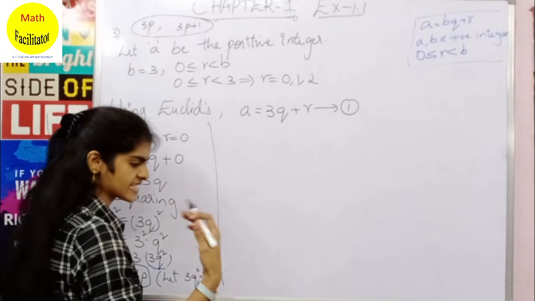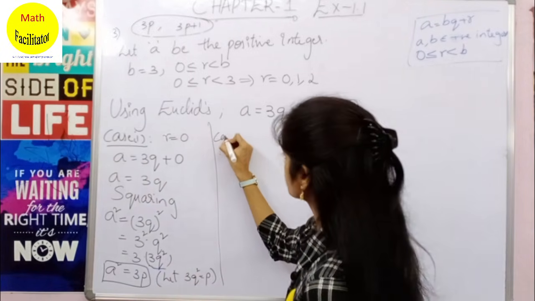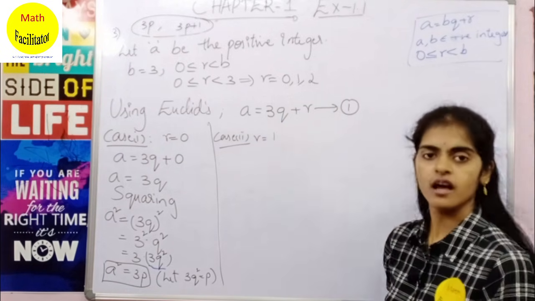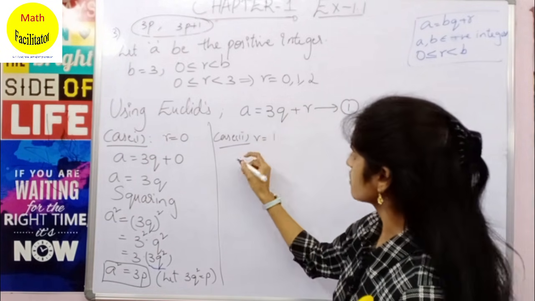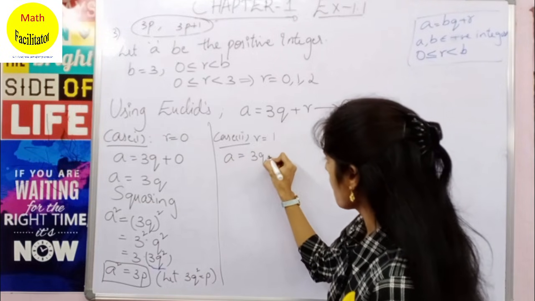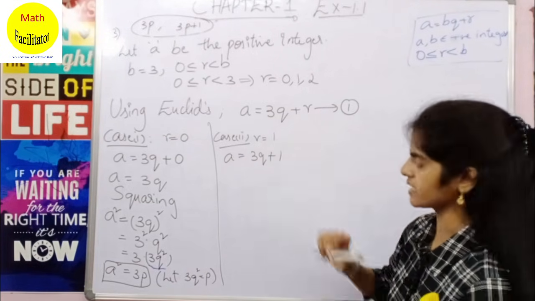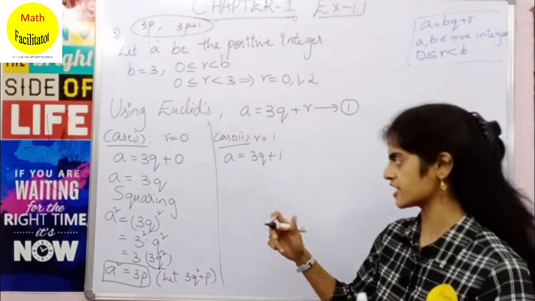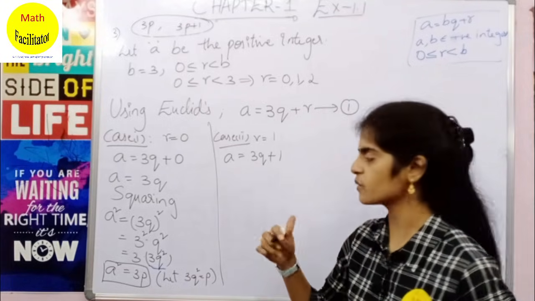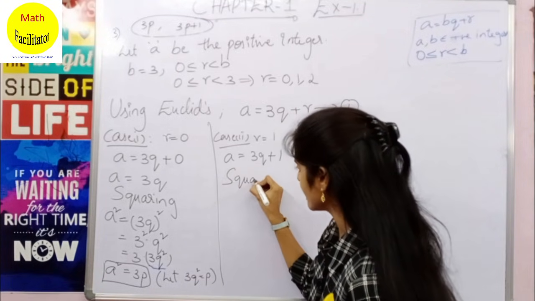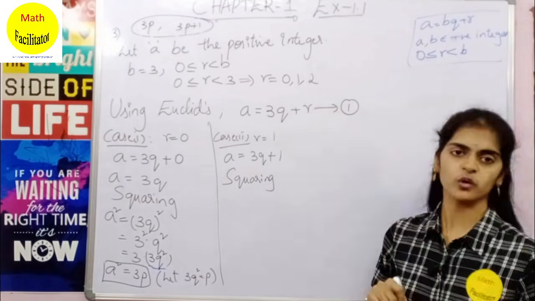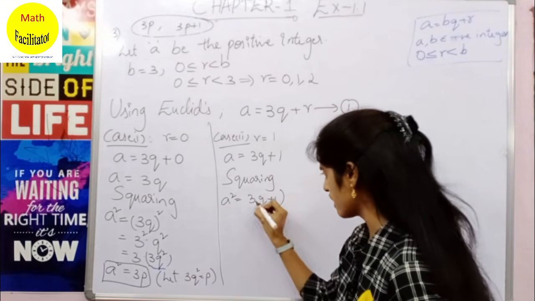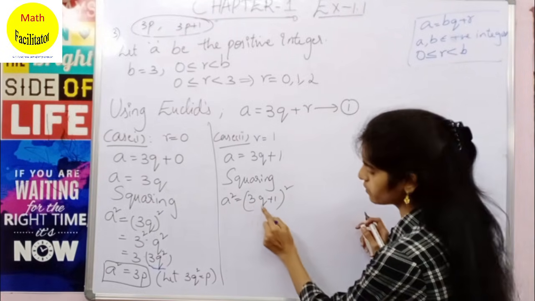Clear? Now let us take the next case. In case 2, what will you take? r equal to 1. So when r is 1, this equation becomes a is equal to 3q plus, in the place of r you will substitute 1. Now in the question they are asking you to prove the square of a positive integer. So what should you do? Here also you have to square. Again I will summarize in the end, so don't worry. Squaring on both sides, you will get a square is equal to (3q plus 1) whole square.